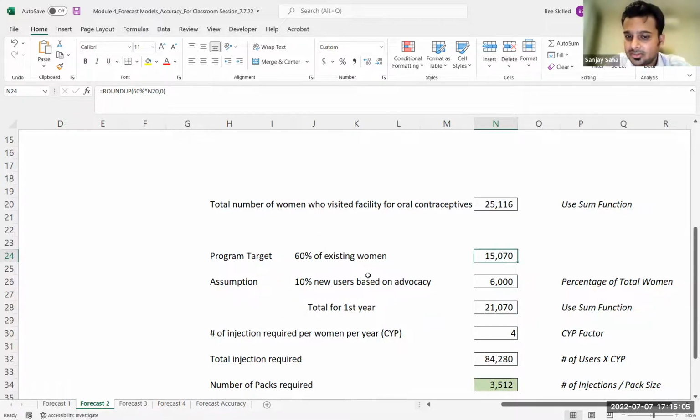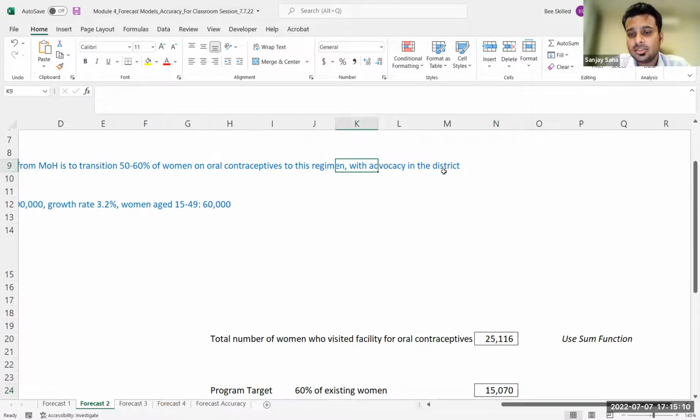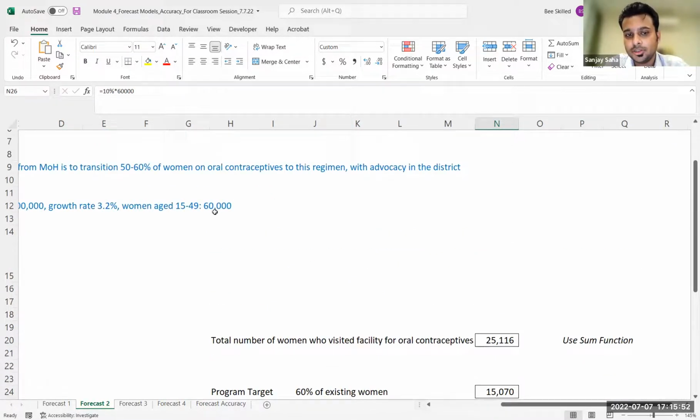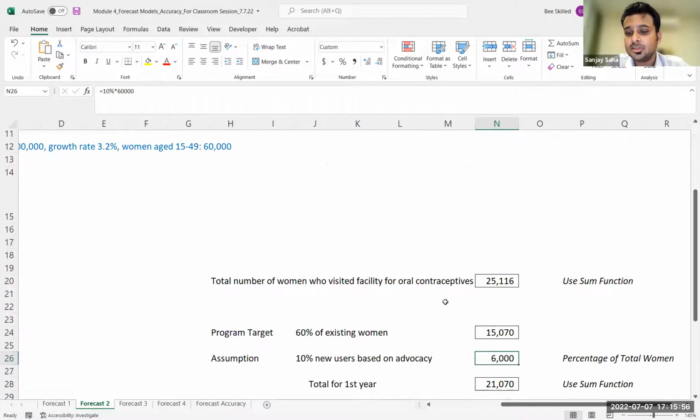There is one more assumption that we have taken: we have to do some advocacy in the district. We have to do advocacy about this product, that this product is very effective, it's very cheap, it's easy to administer, you only need 4 and this and that. So the assumption is that when we do the advocacy in the district, maybe some more women get interested to use this product. Now this 10% are new users, they're not out of the existing pool who were already on oral contraceptives. So this 10% is out of the overall pool, which is 60,000, which you saw here. Okay, new users. So we did the 10% not out of 25,000, but we calculate 10% of 60,000 because they are new users. And this is an assumption.